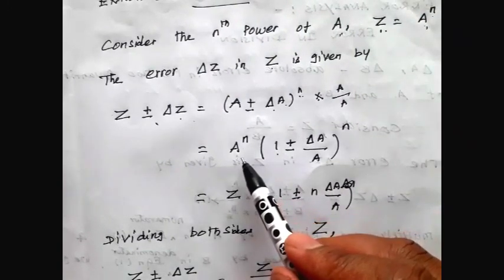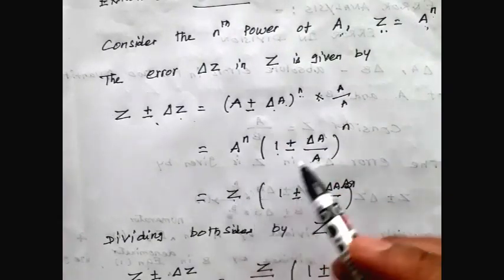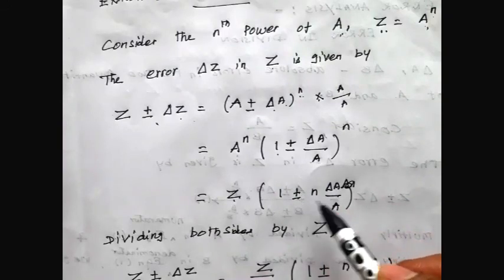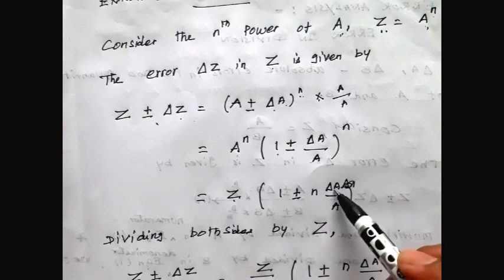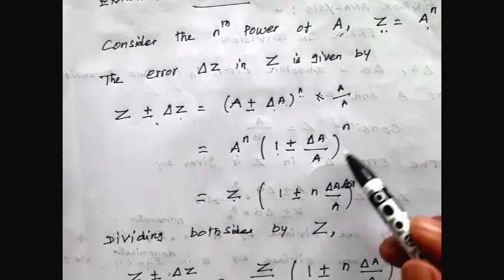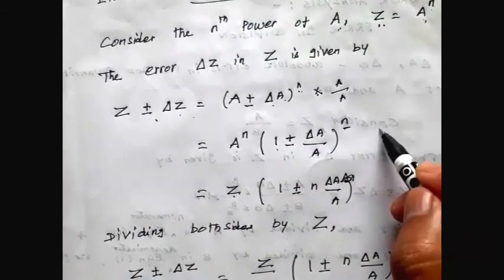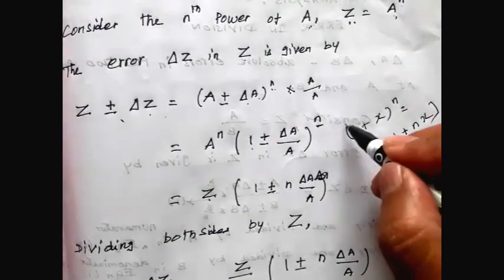Already you know, what is A power n? It will be called Z. Just substituting here, we get 1 plus or minus n into del A by A. Sir, why have we brought this in? Using the binomial theorem. What is the binomial theorem? (1 plus x) whole power n is approximately equal to 1 plus n into x. This is the binomial theorem.